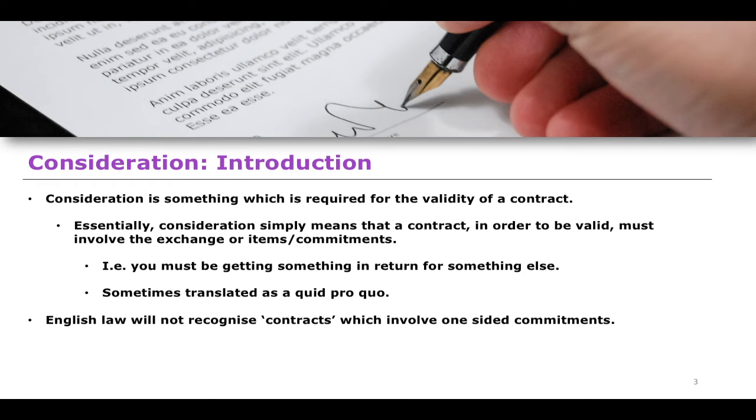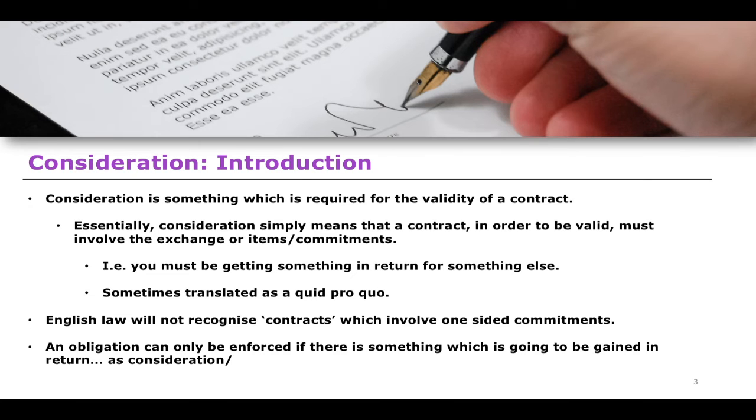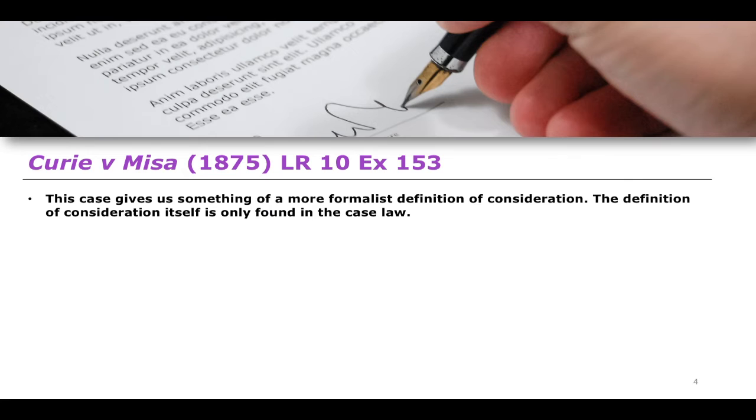In English law, we do not recognize contracts which involve one-sided commitments. There is no recognition of a so-called contract that has a one-sided commitment, where you just give something and don't get anything in return, or you just receive something and don't have to give anything in return. These aren't contracts according to English law. An obligation can only be enforced if there is something to be gained in return as consideration for the item or the commitment that you are going to give yourself. That is what consideration fundamentally requires.